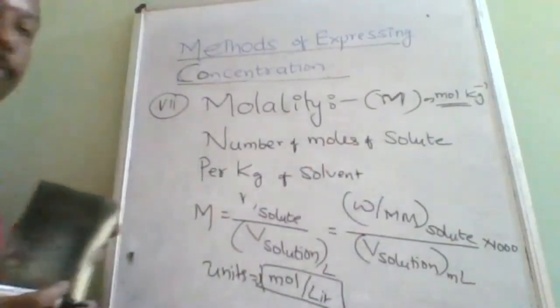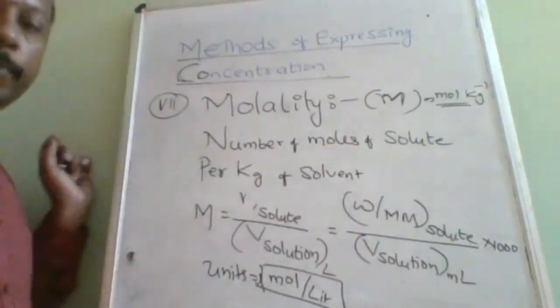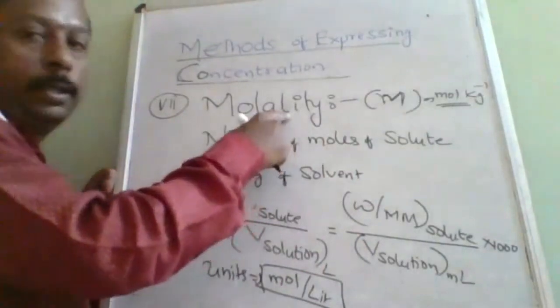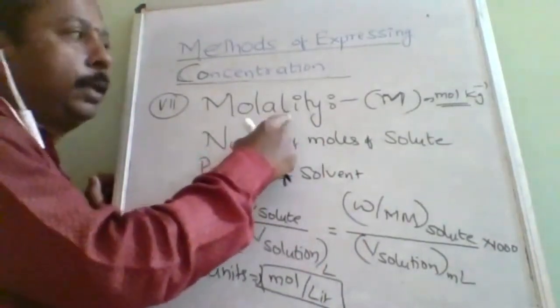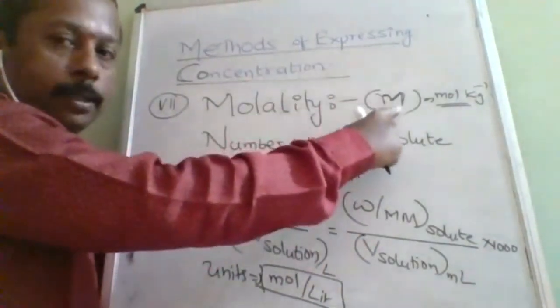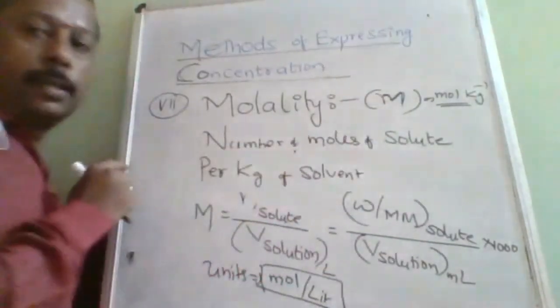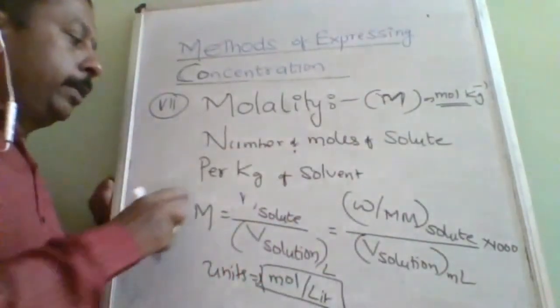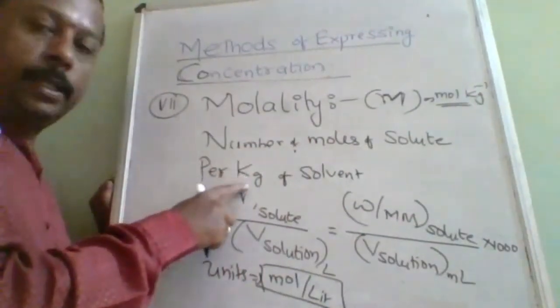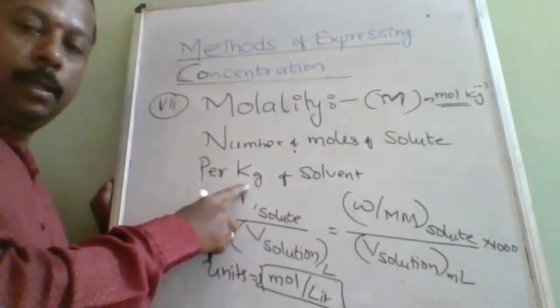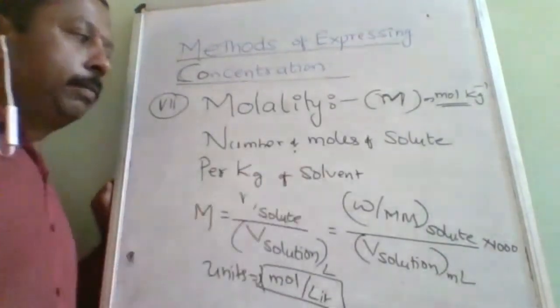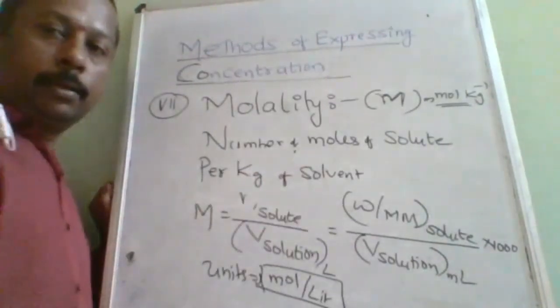So how many changes did we make? First, liter is now kg. It was capital M, it is small m. And in the numerator part we did not change anything. In the denominator part, in place of liter we wrote kg, and in place of solution we wrote solvent.